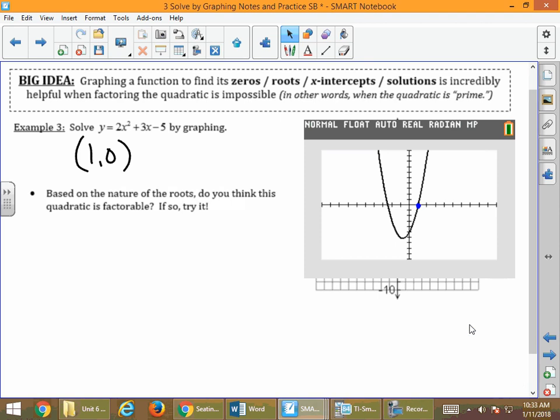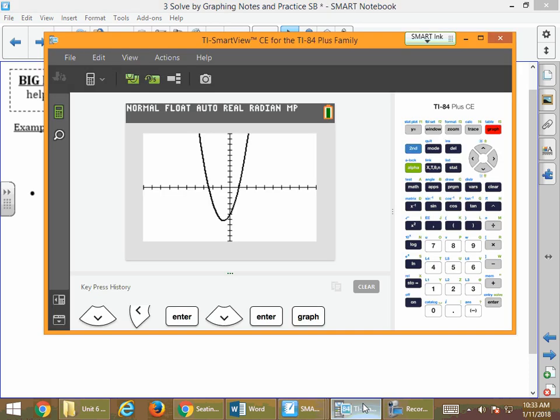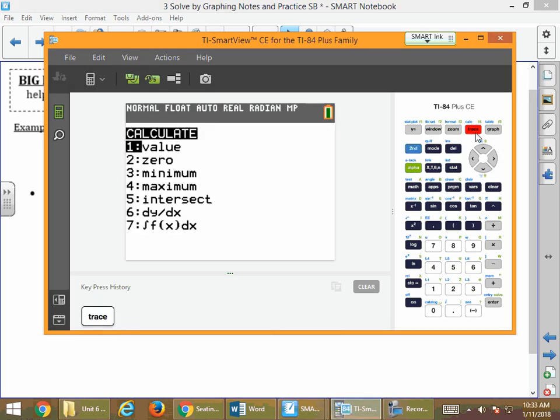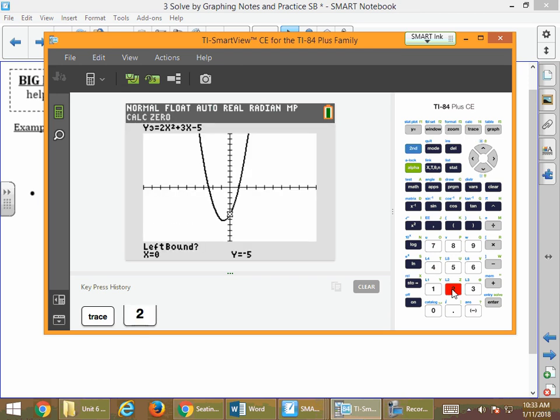So let's use what we just learned to try to find this other value. And when we do, we're going to go second, trace, which gets us to calculate. Number 2 is 0. And then we're going to use our left arrow to get us over here to the left of that point, somewhere over here. Your numbers at the bottom of the screen don't have to be the same as mine. Press enter. Then we're going to go to the right.